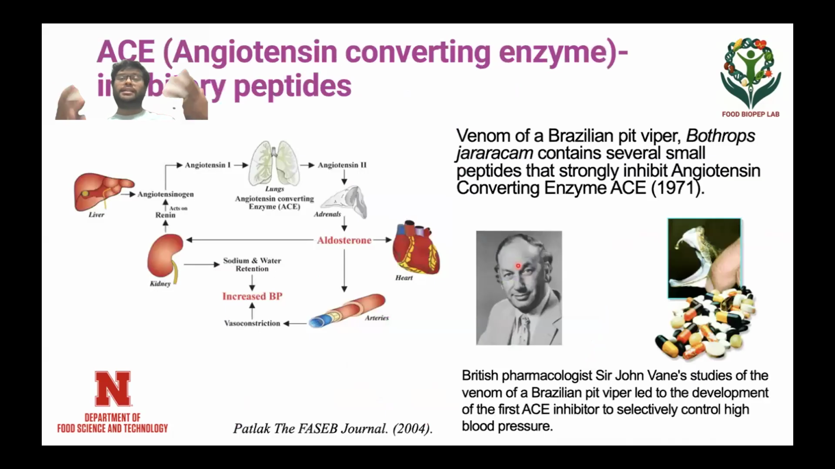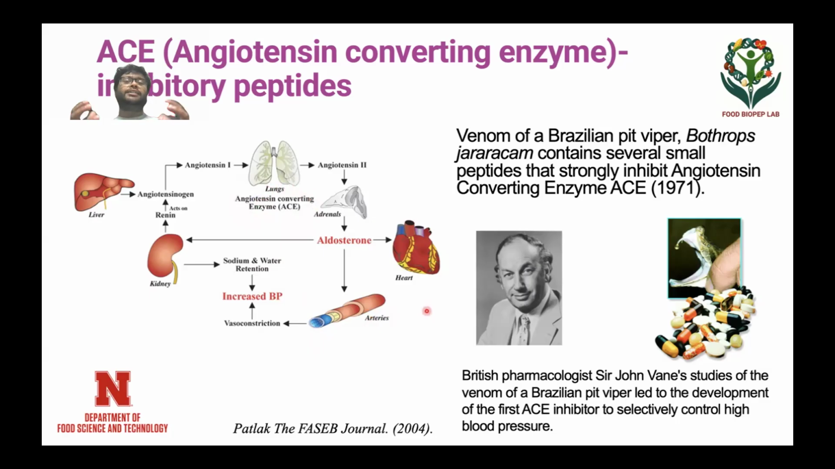The biggest one, as I said, is the angiotensin converting enzyme, or ACE inhibitory peptides. In this case, ACE is the enzyme produced in our lungs which converts angiotensin 1 to angiotensin 2. Angiotensin 2 increases our blood pressure. So if we could inhibit the action of angiotensin converting enzyme, ACE, we can control our blood pressure.